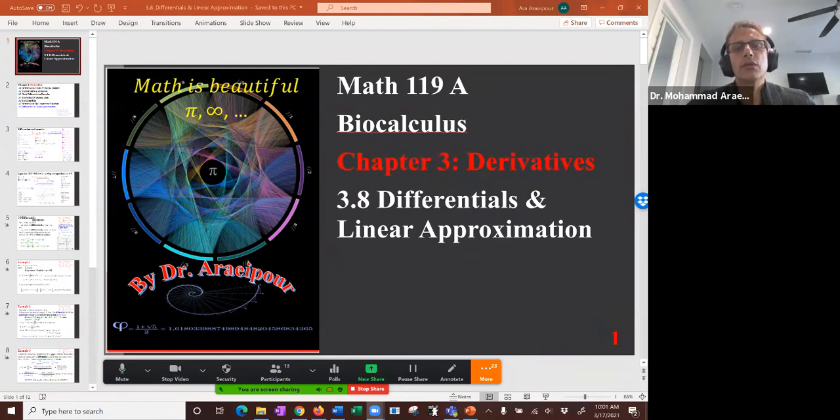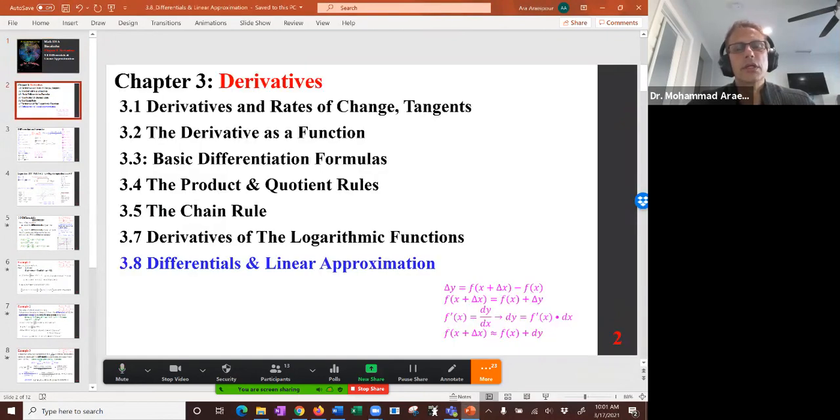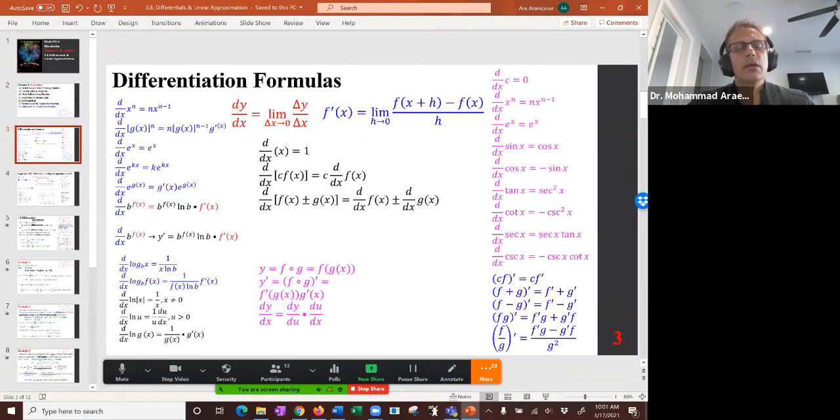We are looking at 3.8, differentials and linear approximation. We have covered every section of the chapter, and we are going to look at this last section in the chapter. Again, differentiation formulas, many of them you got to be very comfortable with because we are getting to applications now.